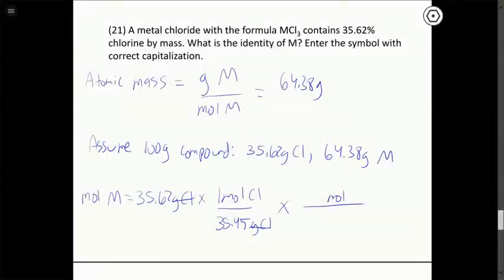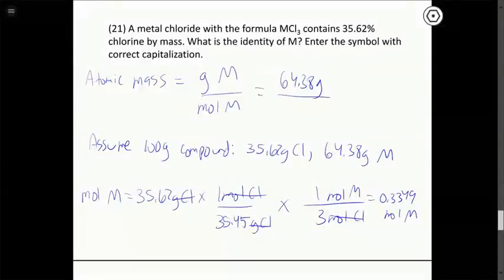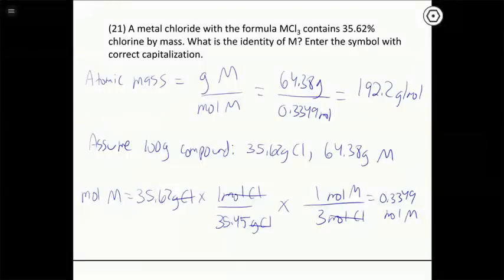So we can use that as a conversion, where we're going to put 3 on the bottom, 1 on the top, so we have moles of chlorine to cancel, and that converts the moles of chlorine that we have into the moles of the metal, which comes out to 0.3349 moles of metal. So we divide this 64.38 divided by 0.3349 moles, and so we get an atomic mass of 192.2 grams per mole, and now we can go to the periodic table and figure out which element that is that has an atomic mass of 192.2.